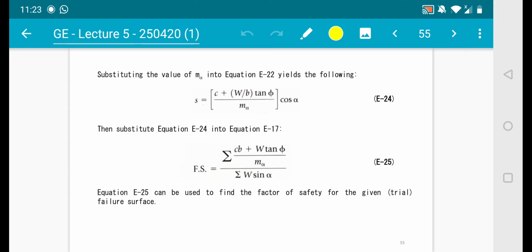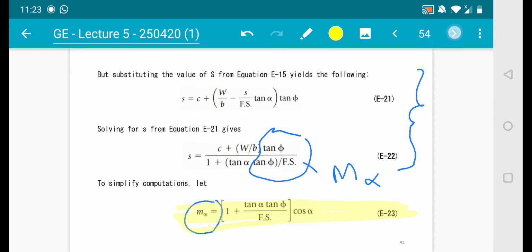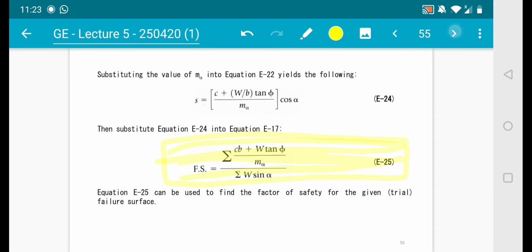Alright, next. Now substituting the value of m into equation E22 yields E24, and in the end you do another substitution and you end up with the factor of safety in equation E25. So this is the second important formulation. Now if you can see E23 and E25, you have the factor of safety with m for equation E23, and from equation E25 you also have Fs with m. This is going to be a contradicting approach.